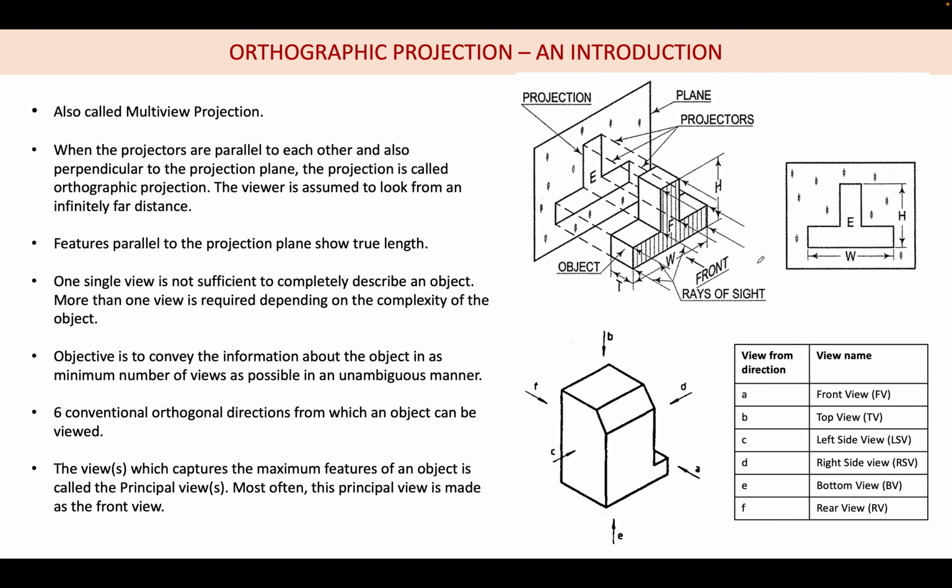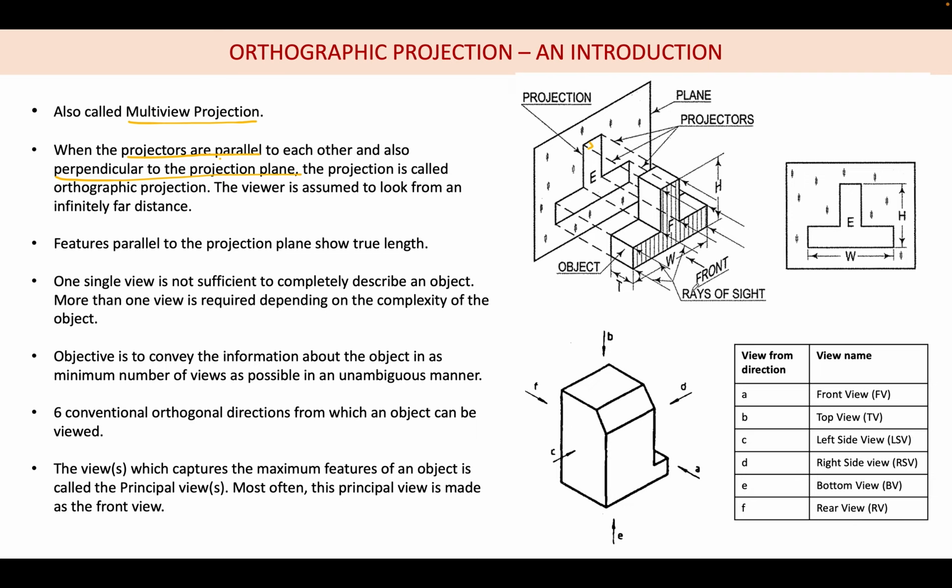So a small introduction to orthographic projection. As we just saw, it is also called multi-view projection. The projectors are first parallel to each other, that is the first point, and the projectors are perpendicular to the projection plane. If these two cases are satisfied, and the viewer is also assumed to look from an infinitely far distance, which means that if the viewer is located at infinity, then we can say that all the rays of sight will be more or less parallel to each other.